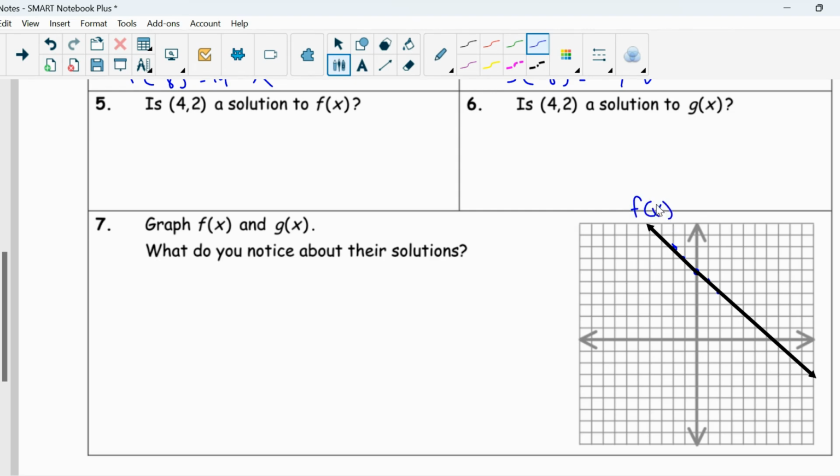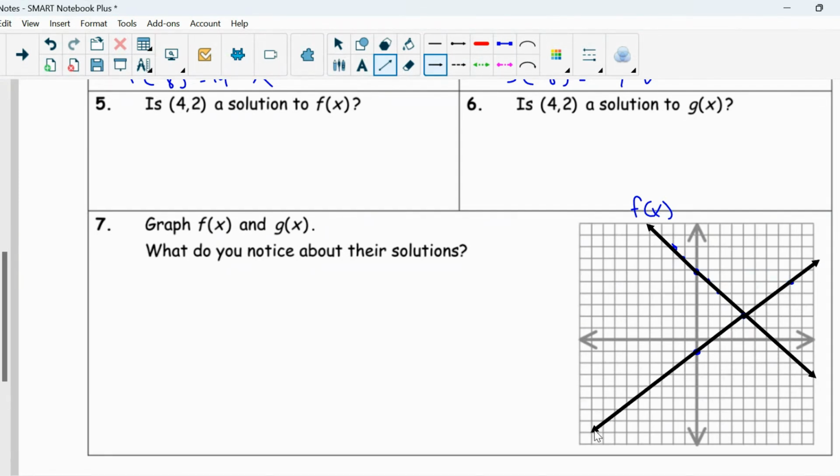Okay, let's do the same for g of x. So g of x is 3/4 x minus 1. So our y-intercept is -1. And rise over run. 1, 2, 3, 4. 1, 2, 3. Right there. So let's plot both of our lines here. And it will give you something that looks like that.